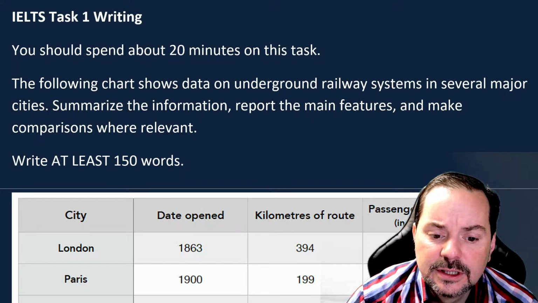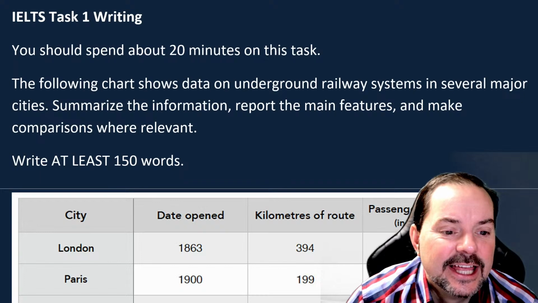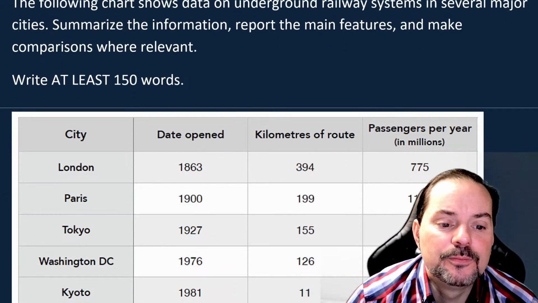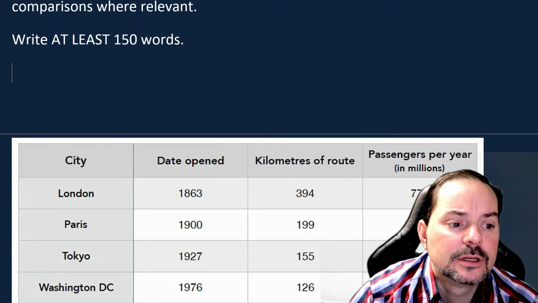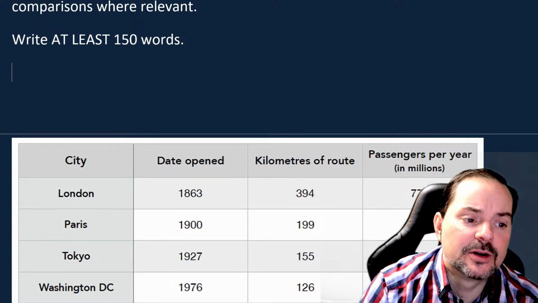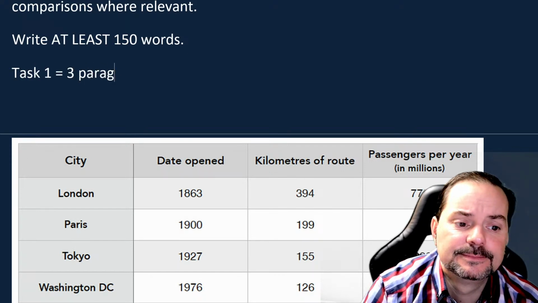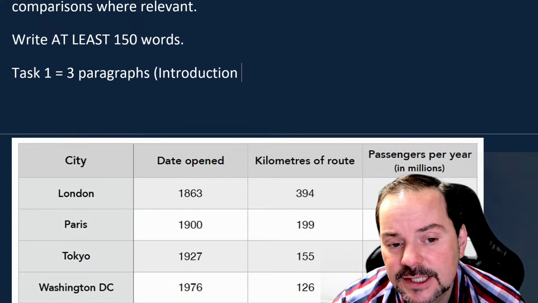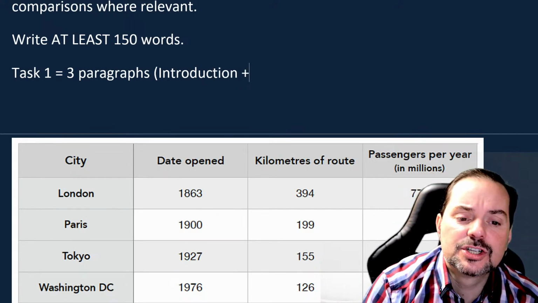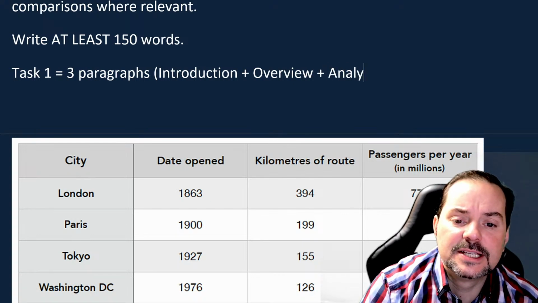Okay, let's do it. Let's write about this. So here there are 3 paragraphs to Task 1. Paragraph 1, okay, so Task 1, 3 paragraphs. Introduction. This is how IELTS likes to see it, okay? So introduction plus overview plus analyses.